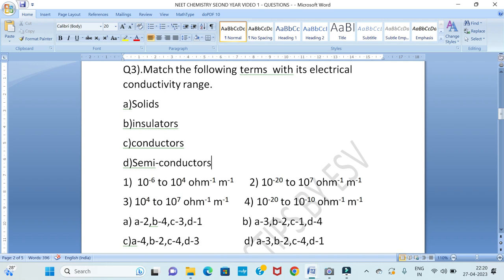Solids are divided into three types, insulators first. So B is 10 to the power of minus 22 to 10 to the power of minus 10 per ohm per meter. The units also you have to remember: per ohm per meter. So minus 22 to minus 10 for insulators. So T here, J. TJ.